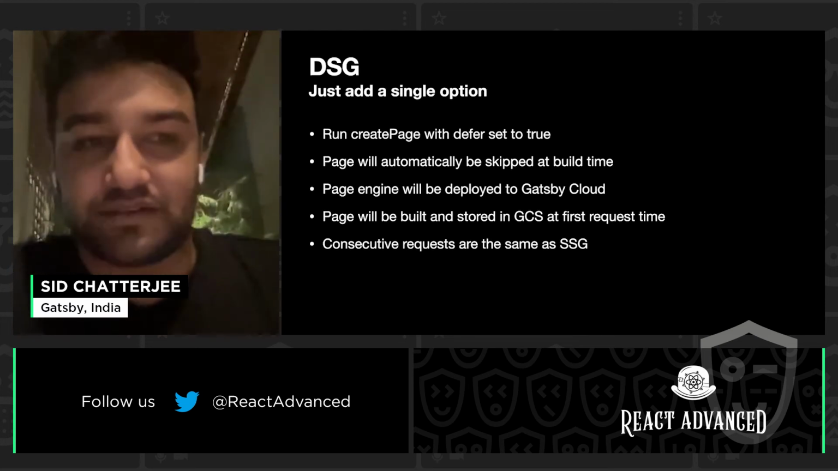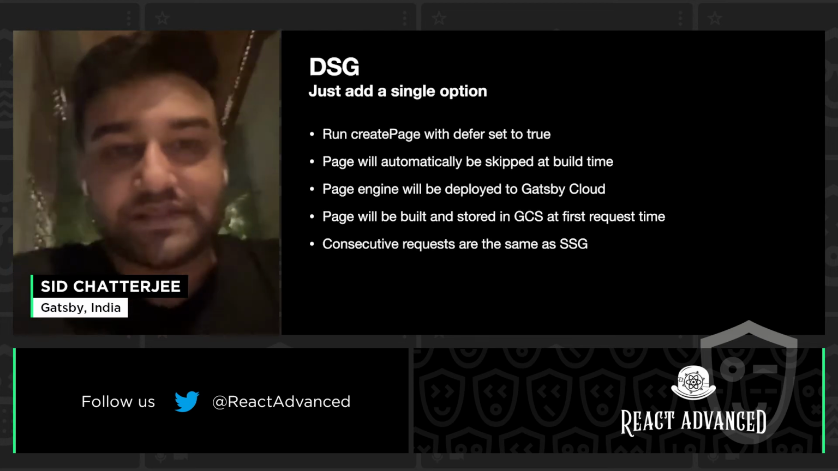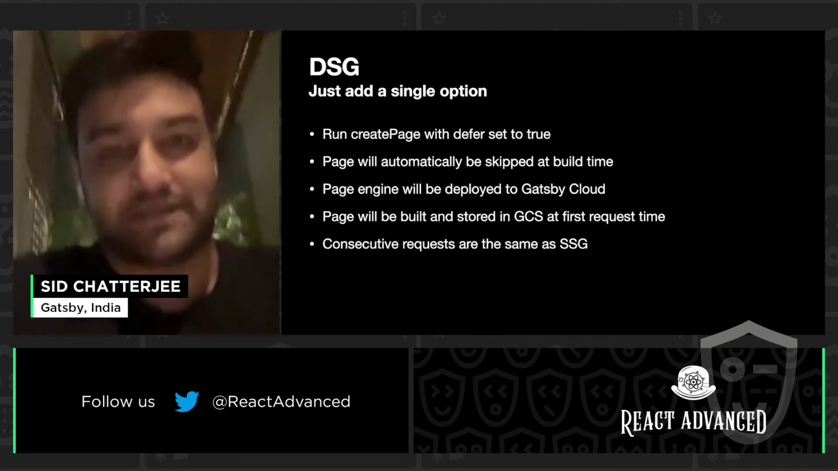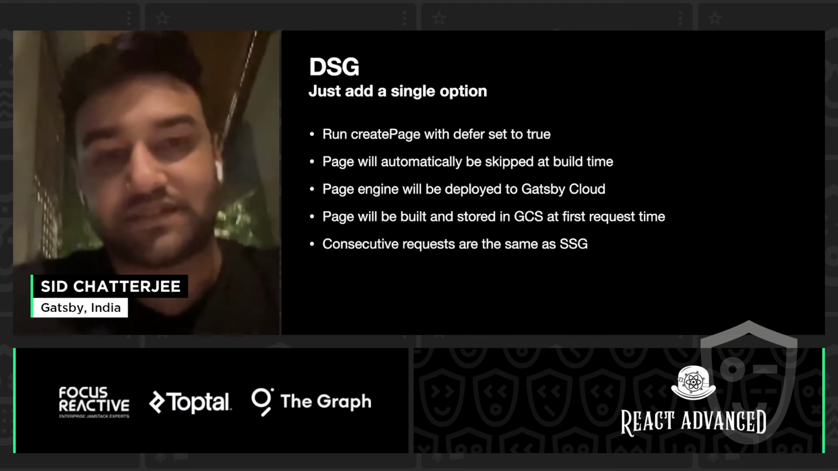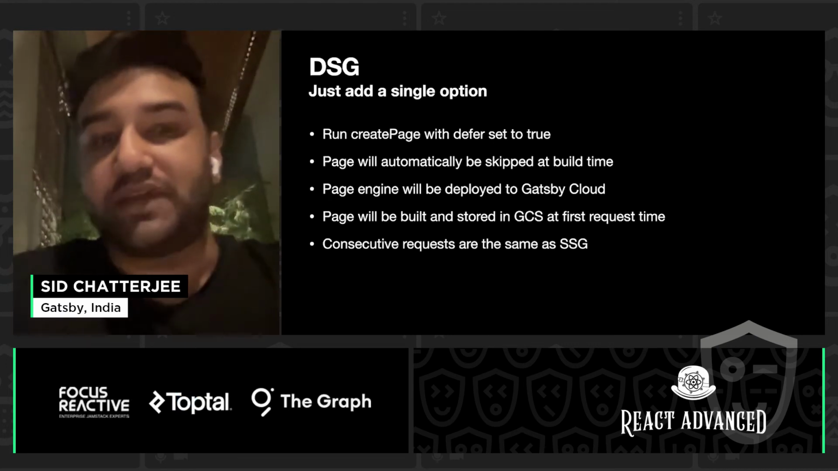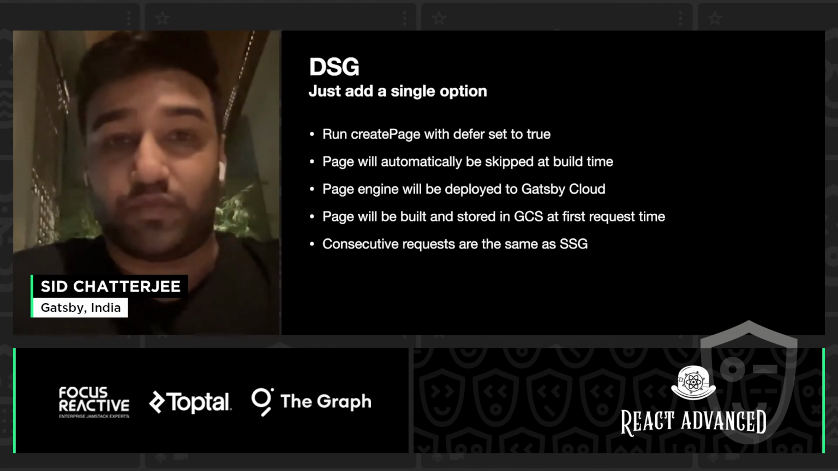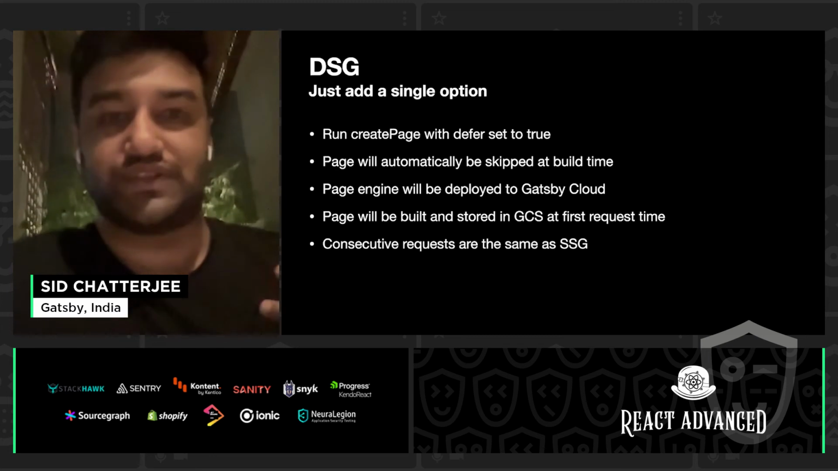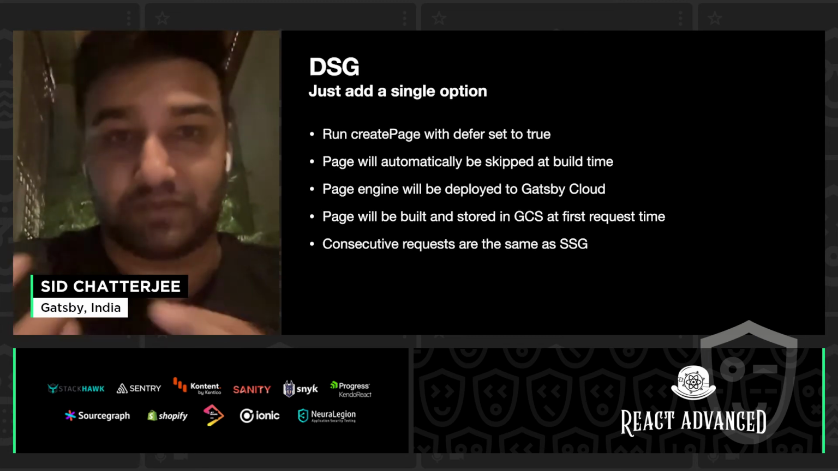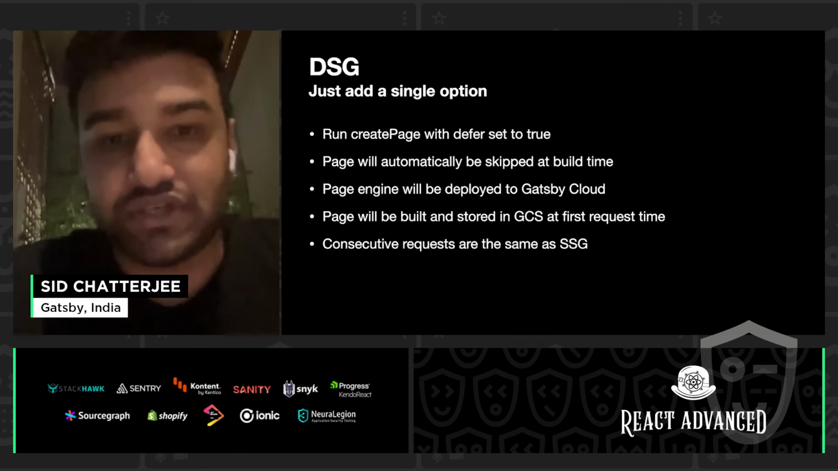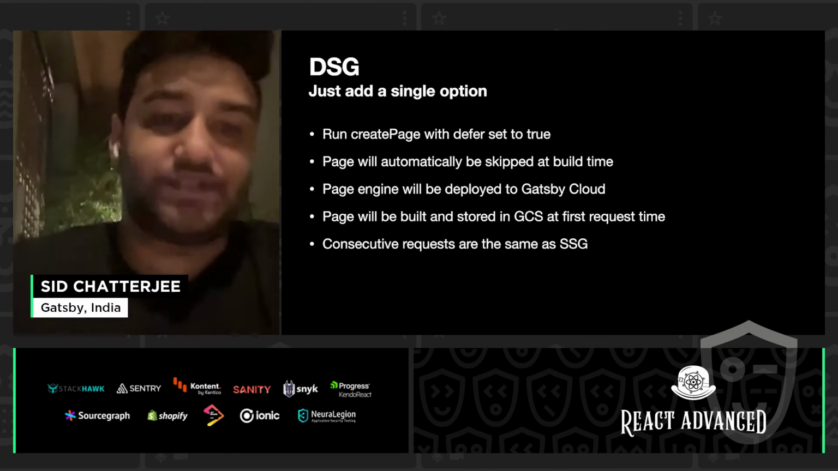How does this work under the hood? When you run create pages in Gatsby, you need to add a single option. It's defer. That's it. Just set defer to true, and the page will automatically be skipped at build time. We deploy a page engine, which is a snapshot of your data and a bunch of JavaScript that we need to render your page. And all of this is deployed on the edge.